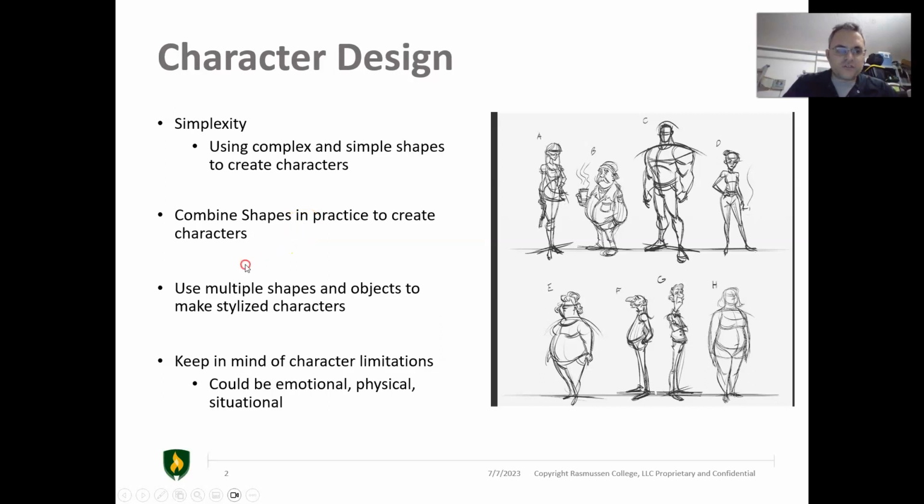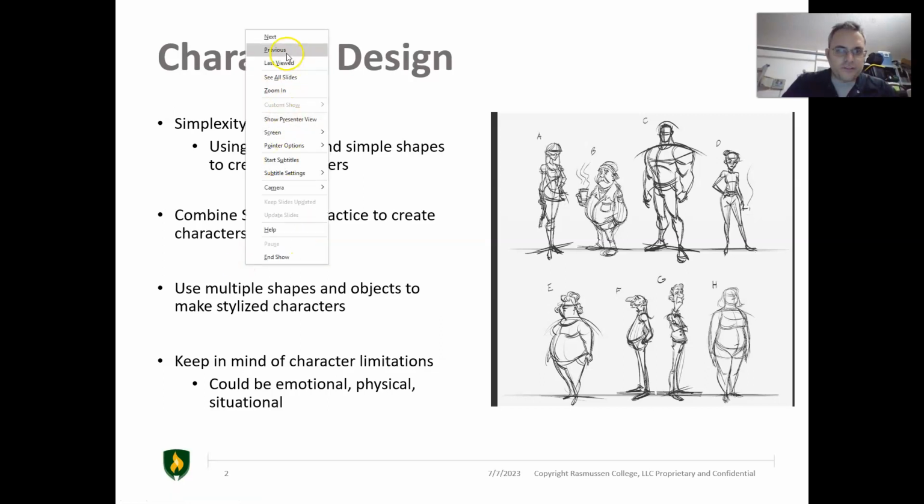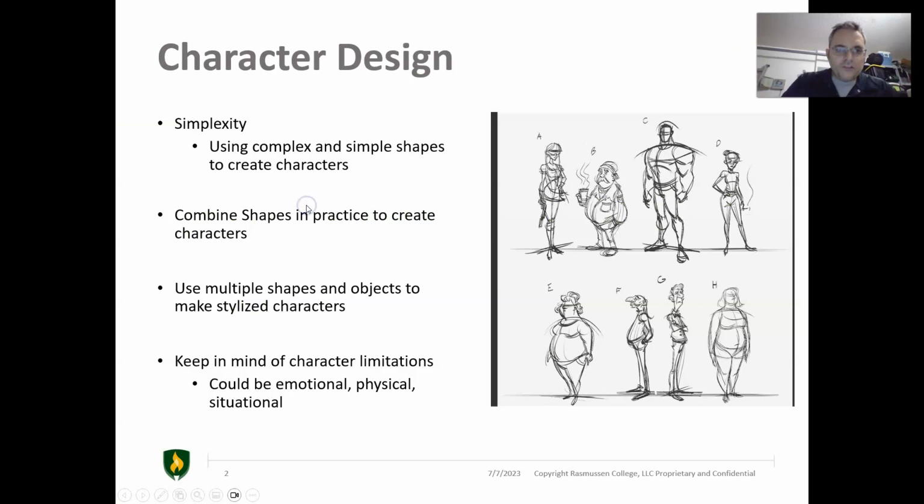So character design is really interesting. There's a lot of things that you can do, and the great thing about it is when you're creating your characters from a concept phase, it's always good to really combine shapes and practice to create these characters. A lot of times, artists use simplicity, using complex and simple shapes to create characters to really add customizable features, but also really add personality. That way, it's really easy to understand and really good to use.